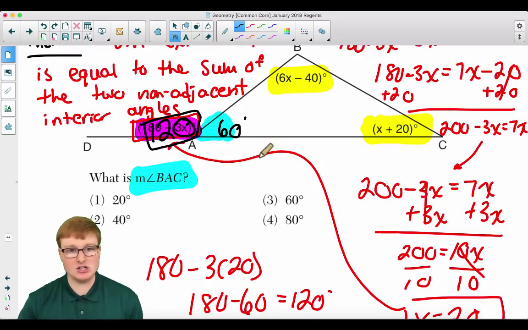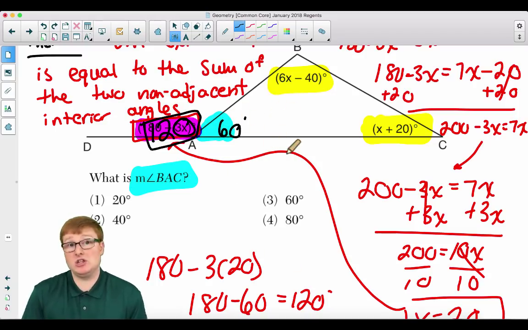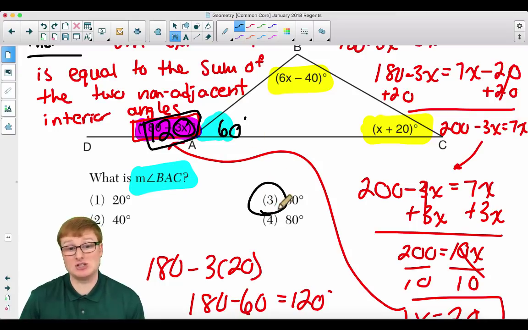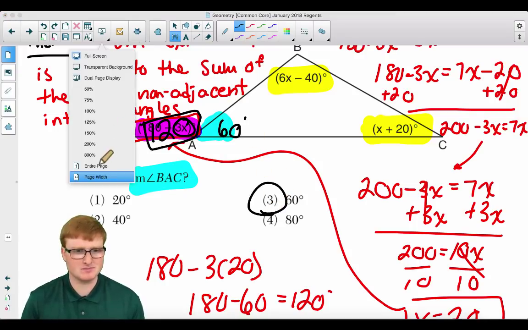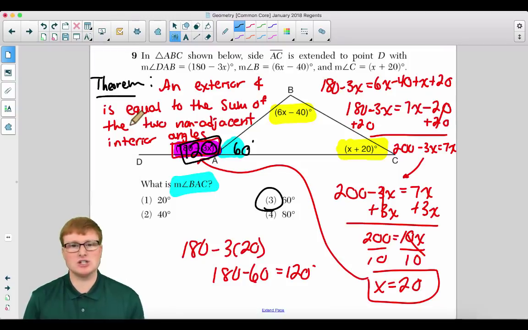So how did I solve that? I just took 180 minus the 120, you get 60 degrees. And that, ladies and gentlemen, is your answer. Your answer is choice 3 for that question. Again, those are one of those questions that you just have to know how to do. Not too bad of a question.